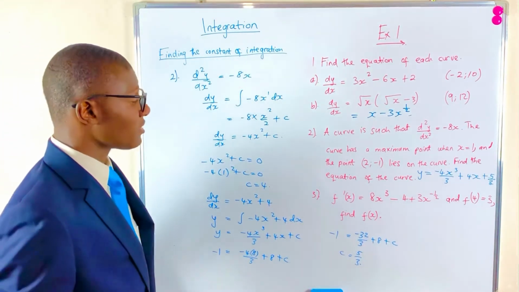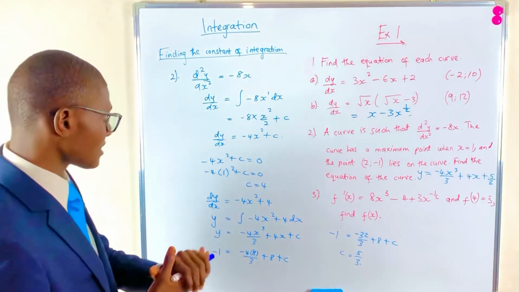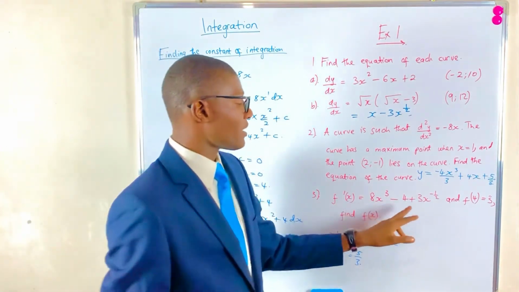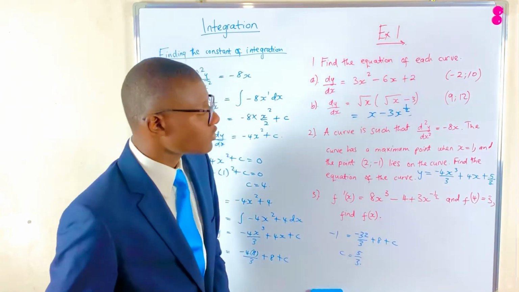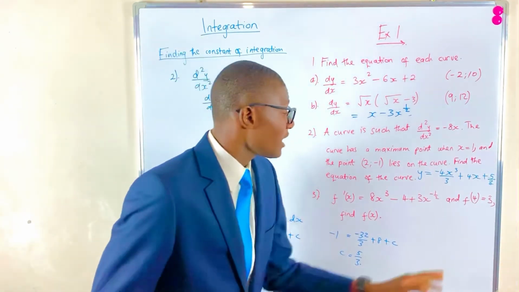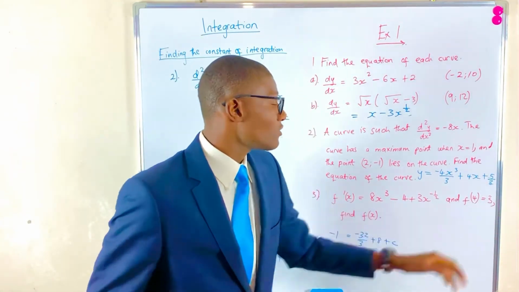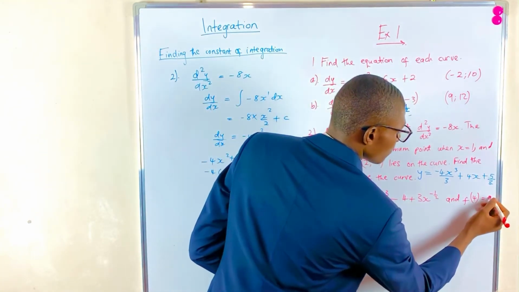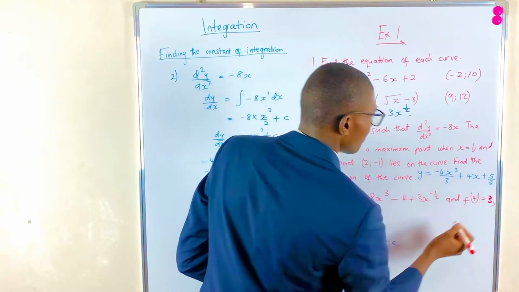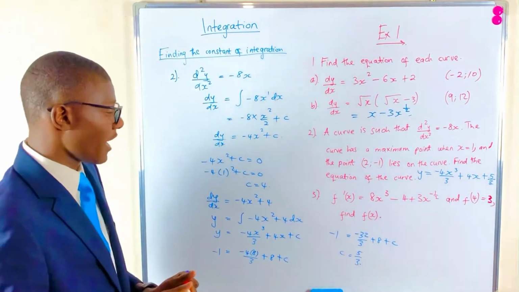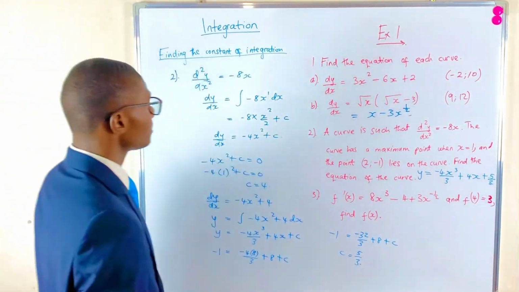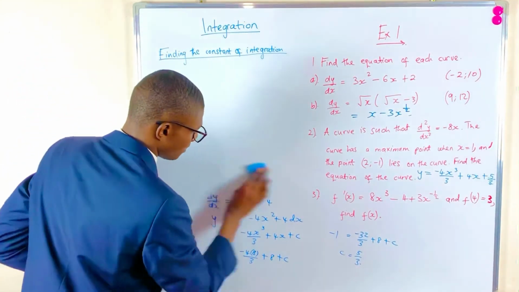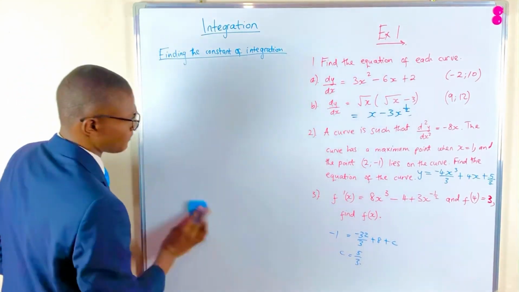And then now for number 3, we're told that f prime x is equal to 8x to the power of 3 minus 4 plus 3x to the power of minus half. And f of 4 is equal to 3. Find f of x. So allow me to erase this part for number 2, so that we finish off on the last question.